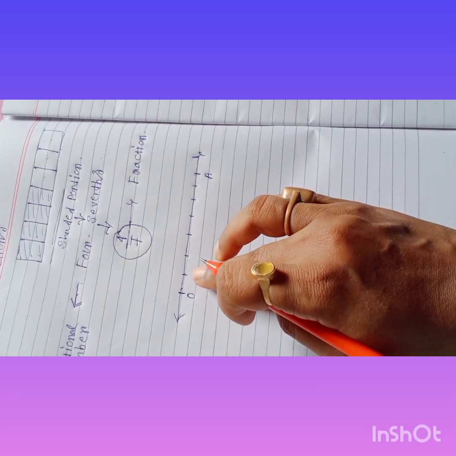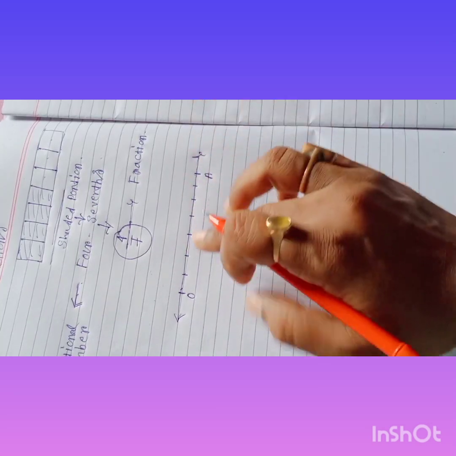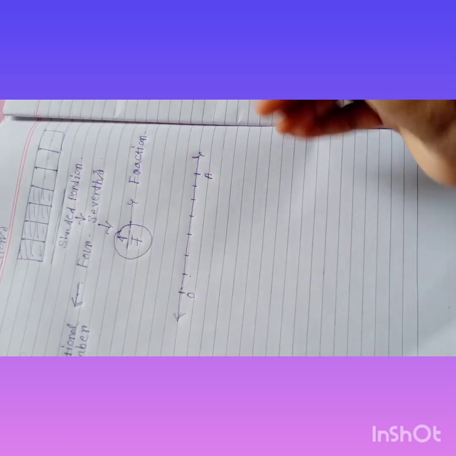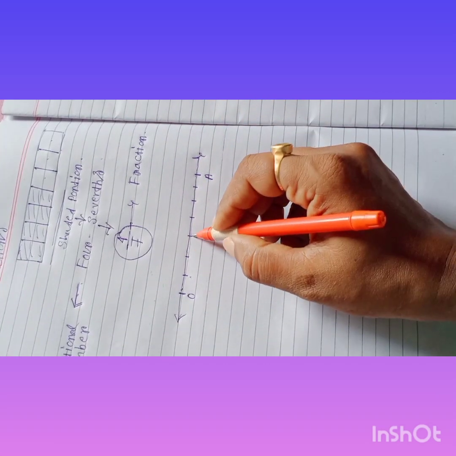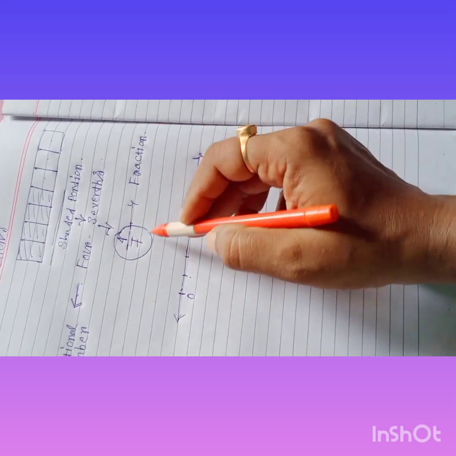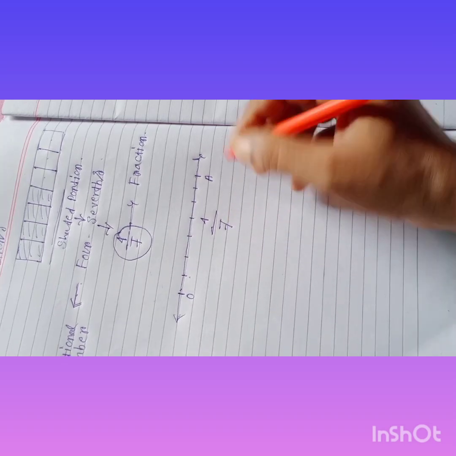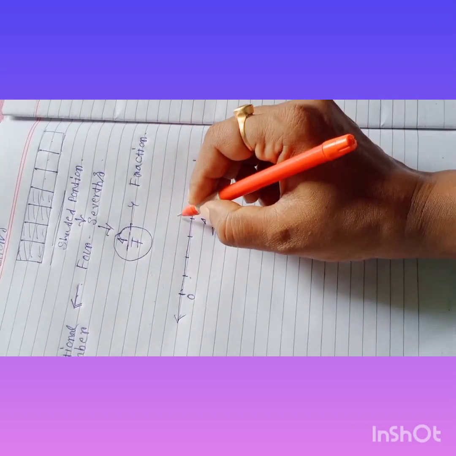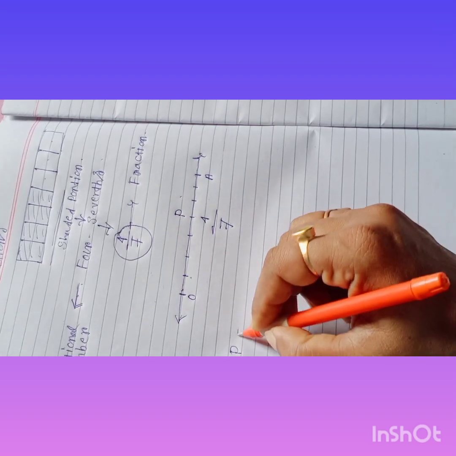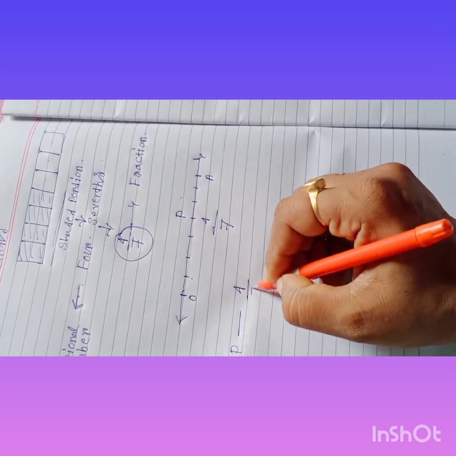After dividing, I have to go from this point to the right side. That means from this point you have to move 4 steps further. 1 2 3 4. So this point will be the representation of this fraction. I am giving the name of this point as P. So point P represents the fraction 4/7.